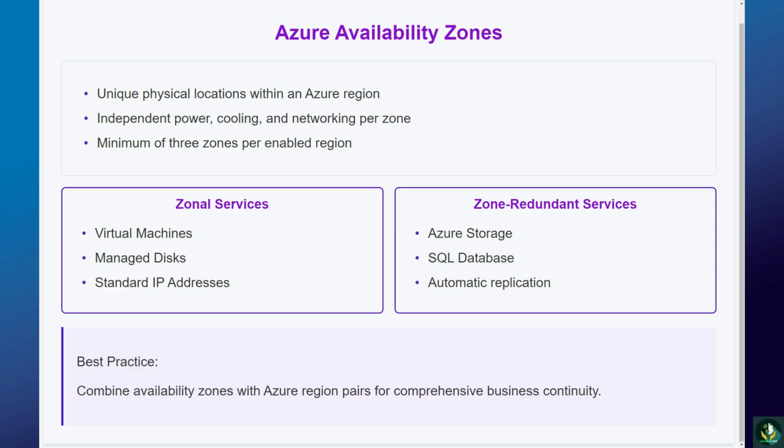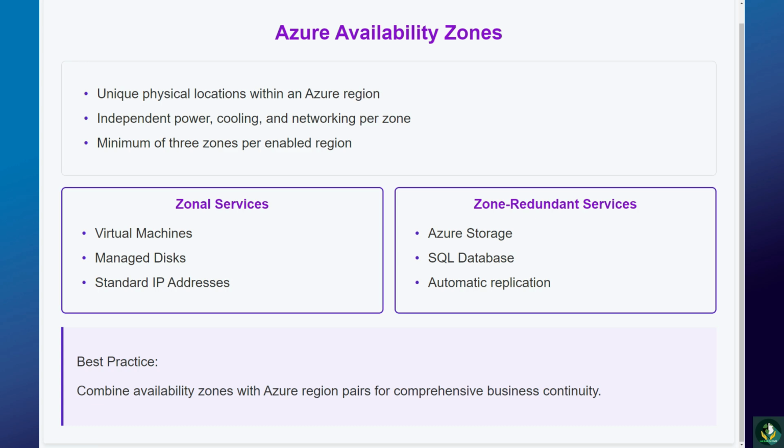Availability zones represent a significant evolution in Azure's high availability architecture. Each zone is essentially a unique physical location within an Azure region, equipped with its own independent infrastructure. Think of these zones as self-contained data centers, each with dedicated power supplies, cooling systems, and networking infrastructure. This independence is crucial. It means that if one zone experiences issues, the others remain fully operational.